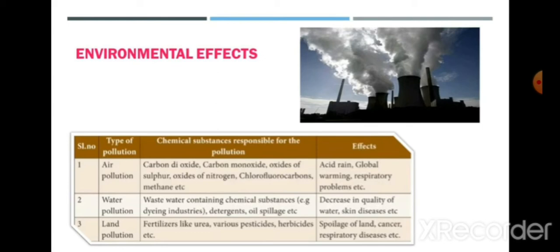Next, the chemical substances responsible for land pollution are fertilizers like urea, various pesticides, herbicides, etc. So what are the effects of these? They are spoilage of land, cancer, respiratory diseases, etc.